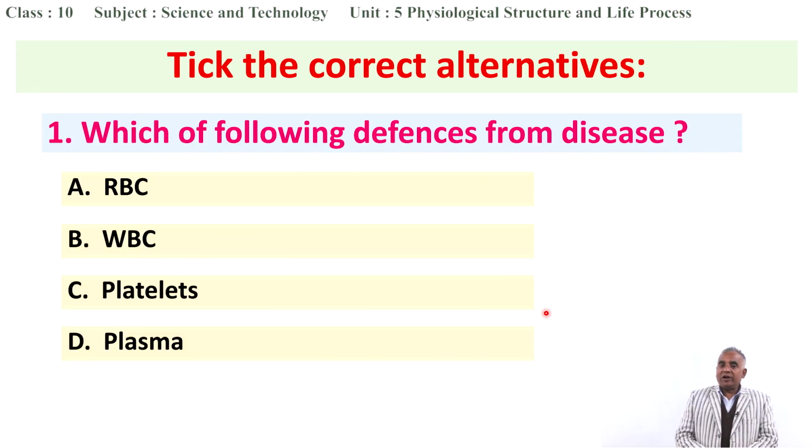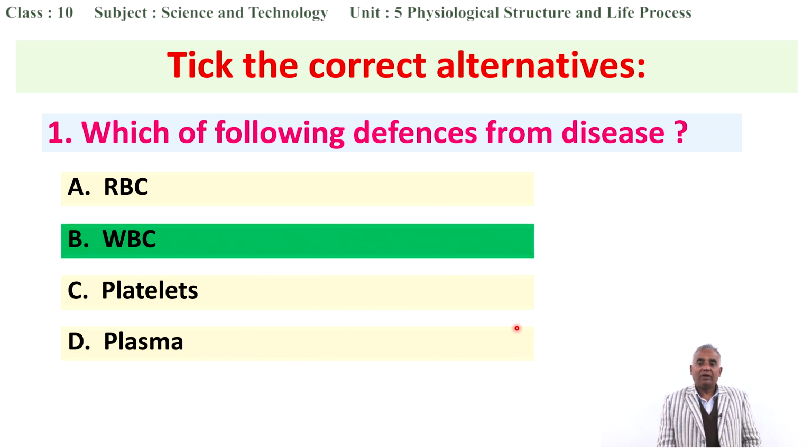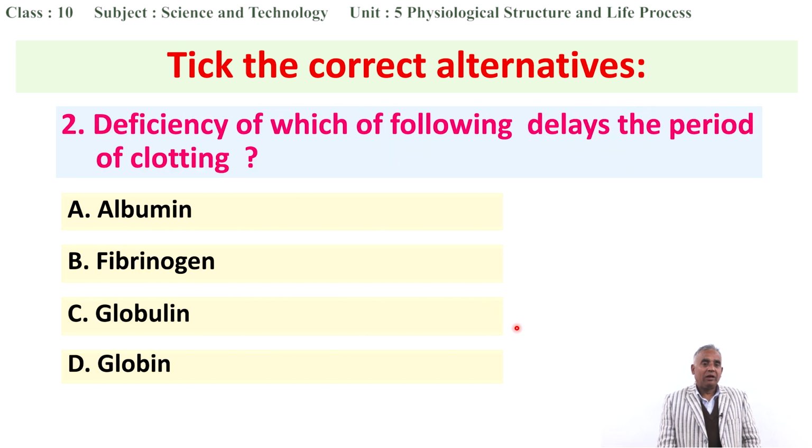Which of the following defends from disease? RBC, WBC, platelets or plasma? Here the main function of which of them is to defend from diseases. In fact, to some extent plasma also does, but mainly which is the disease defender? That is what? WBC. Yes.